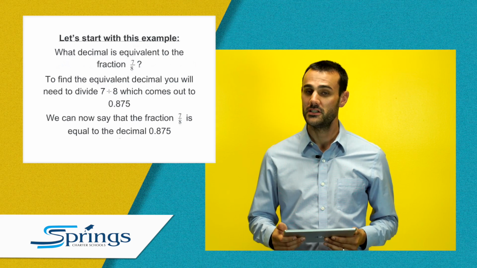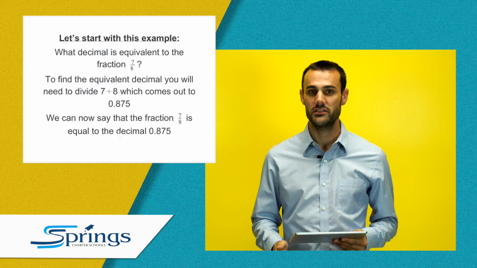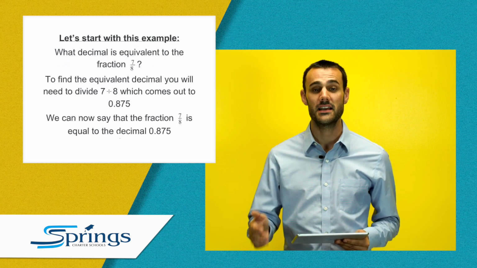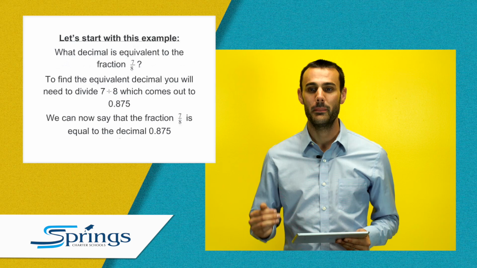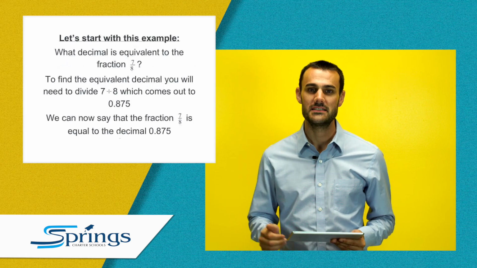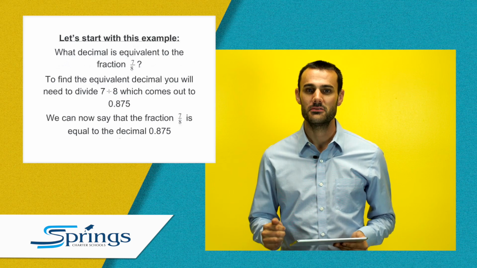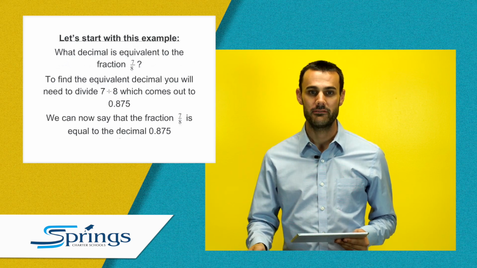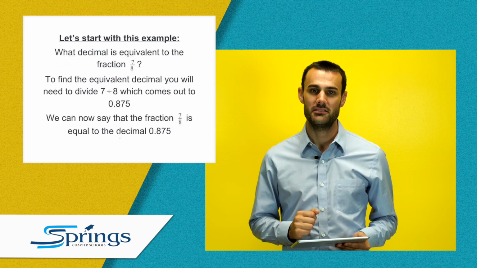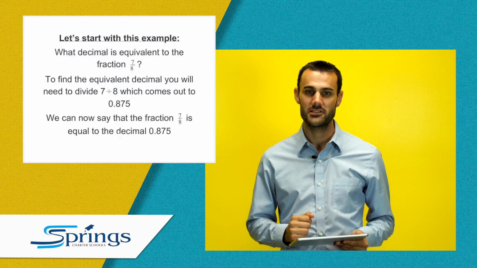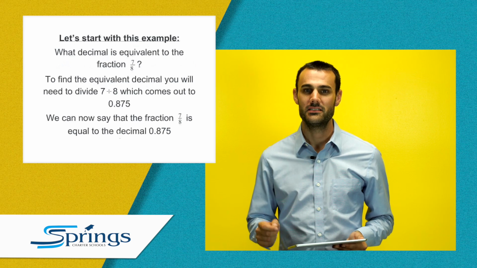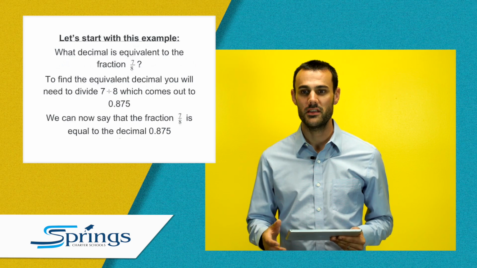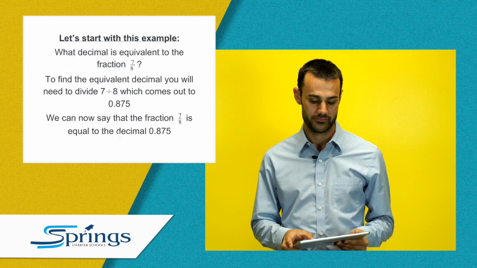The first thing we need to do when finding the decimal equivalent to the fraction 7/8 is divide 7 by 8. When I divide 7 by 8, I get a decimal of 0.875. So I can now say with confidence that the fraction 7/8 is equivalent to the decimal 0.875. They are the same thing, just written in a different format.